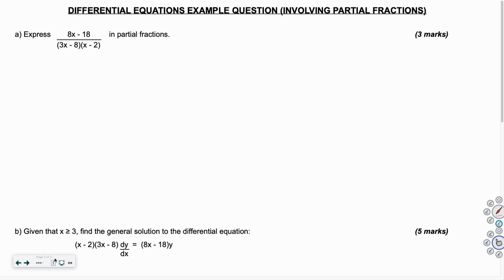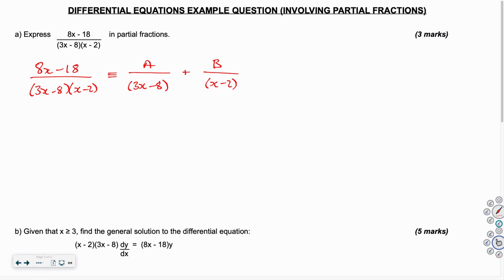So the first thing I need to do is set up the form that I'm going to split the fraction up into. We write down the fraction that we're given in the question, and I'm going to say that that's equivalent to A over the first part of the denominator plus B over the second part of the denominator. And that is my form, or my setup, that I'm going to use to split this fraction into partial fractions.